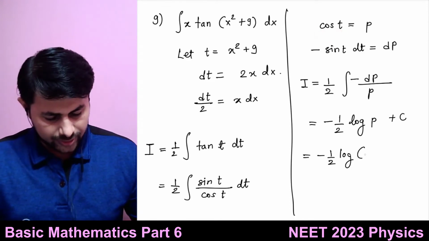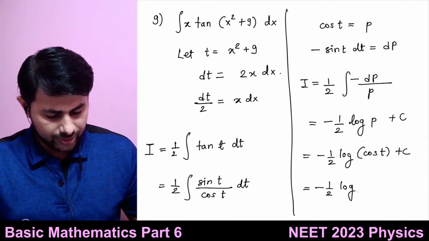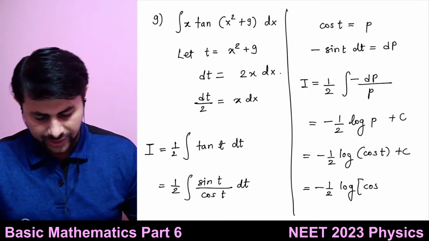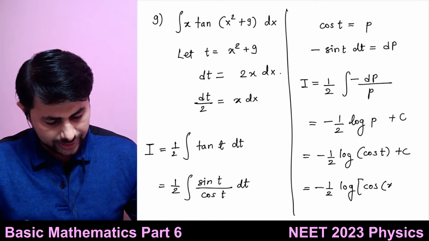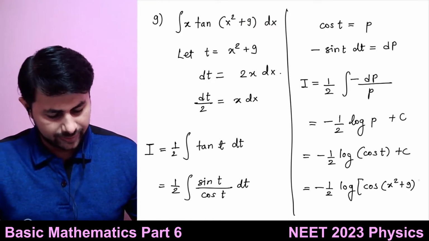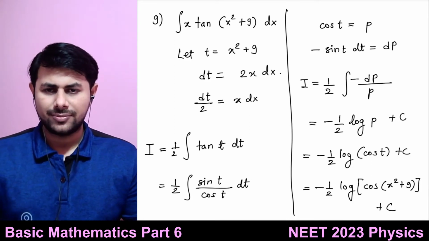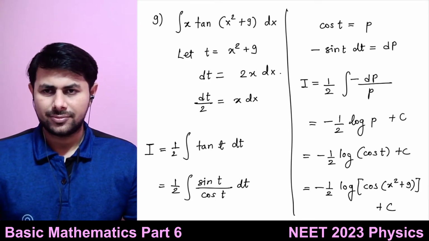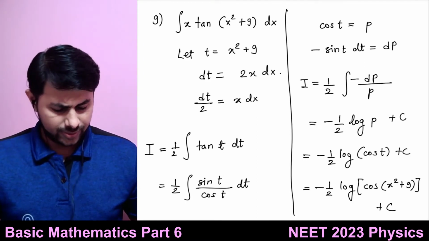So it is cos of t plus c, and it's equal to minus half of log of cos of t, where t is x square plus 9. So let's substitute x square plus 9, plus c. All right. Yes, sir. Okay, good. So simple, no?